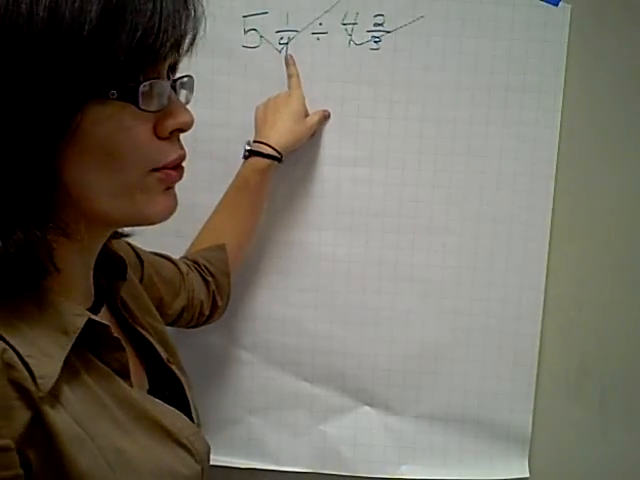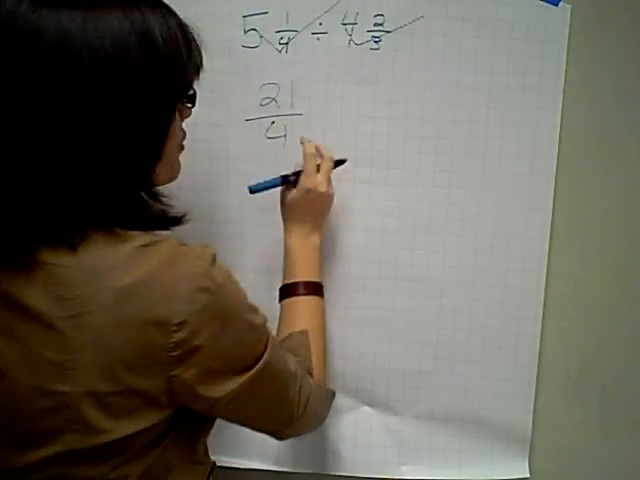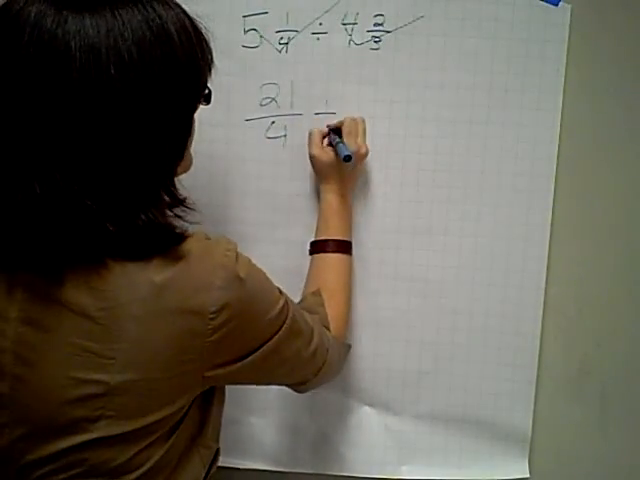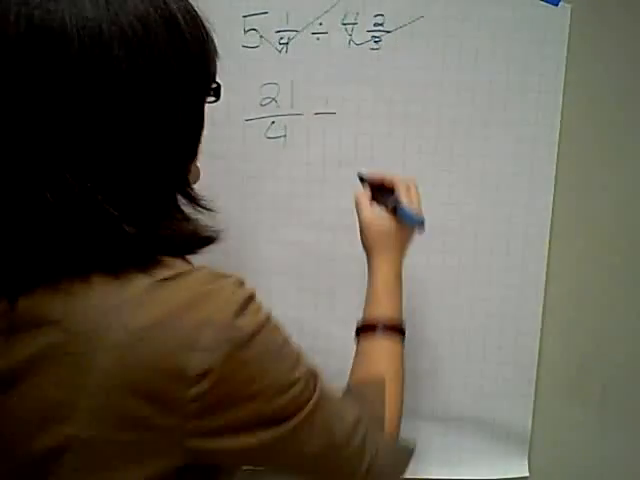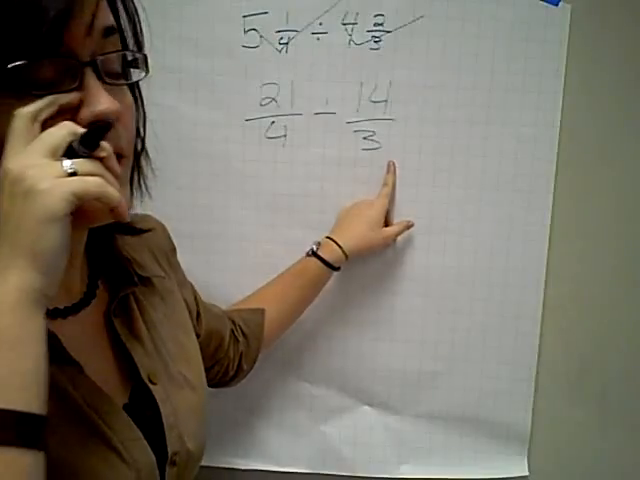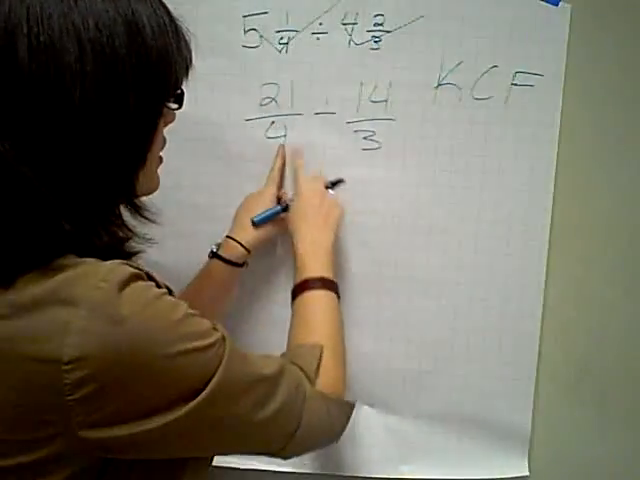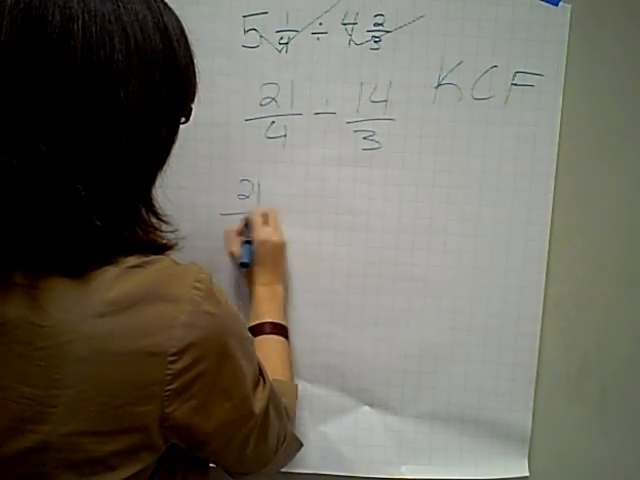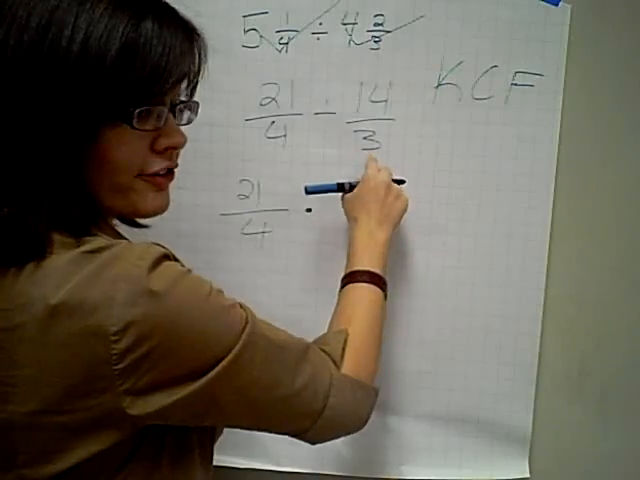5 times 4 is 20, plus 1 is 21, over 4, remember same denominator, divided by 4 times 3 is 12, plus 2 is 14. Over 3. Remember, same denominator. Now again, keep, change, flip.